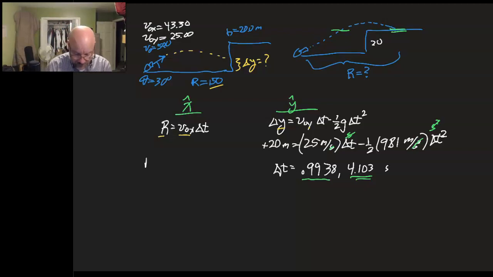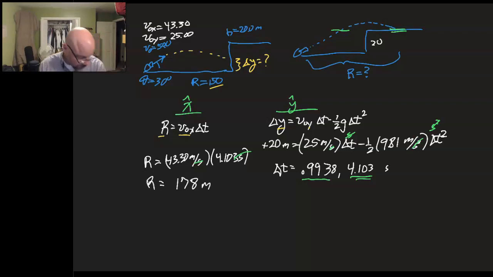So if we plug in some numbers here, V naught X is still 4330. And our delta T, we'll use the 4.103. Quick units check. Okay, good. We got meters. And R is, with sig figs, 178 meters. It's actually like 177.7 stuff. Okay, so 178. All right.